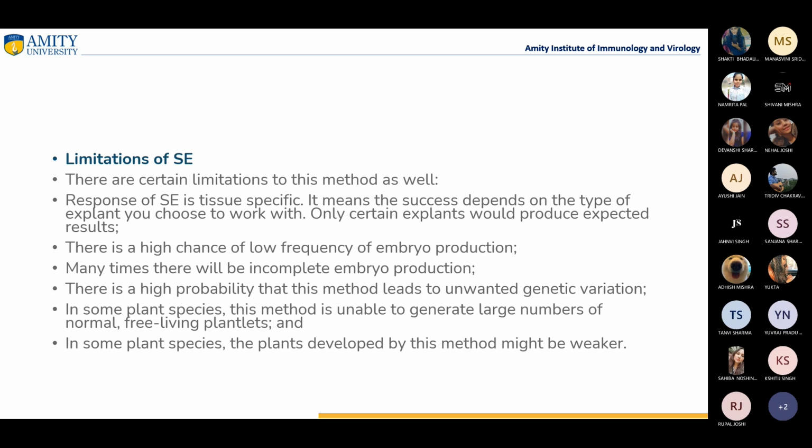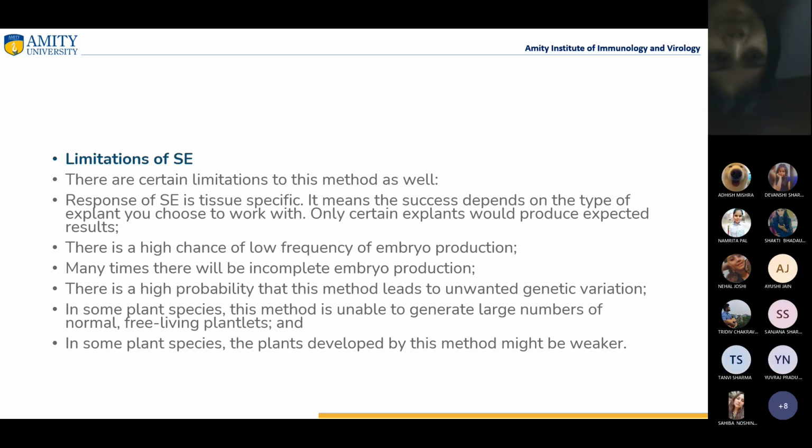So please, for attendance, switch on your cameras. Adhish Mishra. Ayushi Jain. Present, ma'am. Devanshi. Adhish Mishra present. Okay, Adhish. Devanshi. Present, ma'am. Ishita. Present, ma'am. Janvi. Present, ma'am. Kshitij.